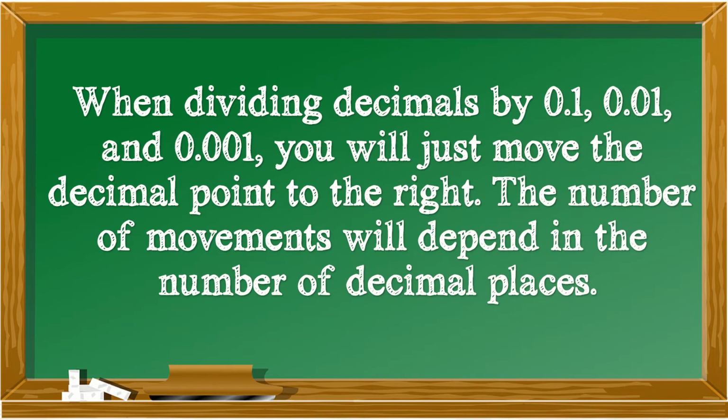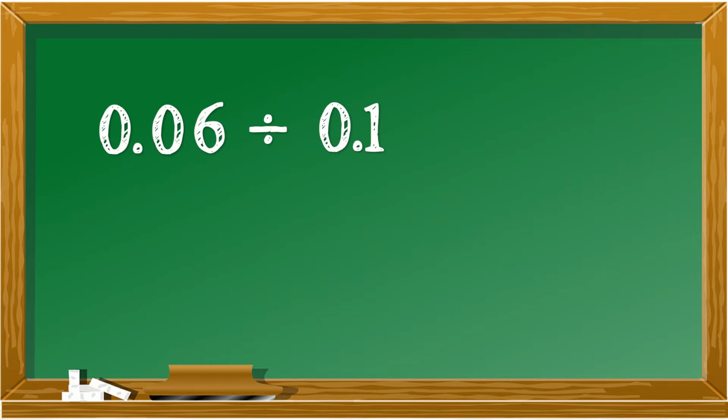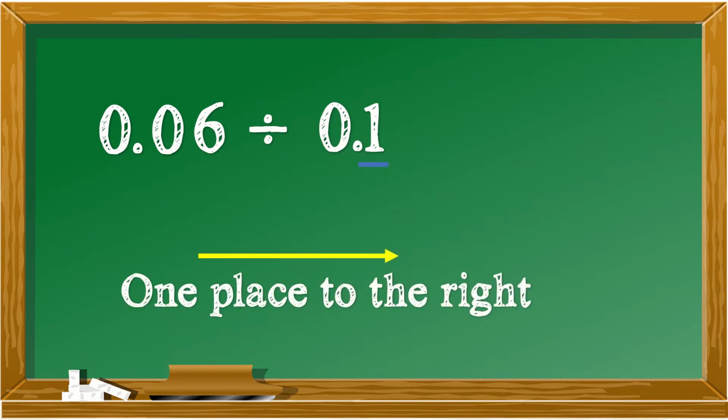When dividing decimals by 1/10, 1/100, and 1/1000, you will just move the decimal point to the right. The number of movements will depend on the number of decimal places. Let us have some examples. So we have 6 hundredths divided by 1/10. 1/10 has only one digit. So we will just move the decimal point to the right one place.